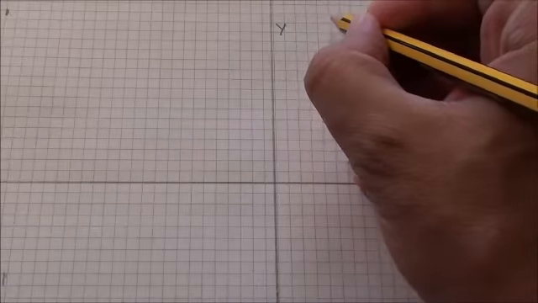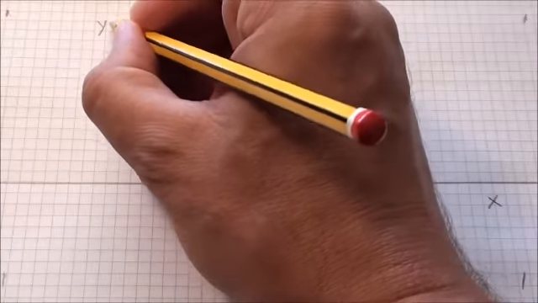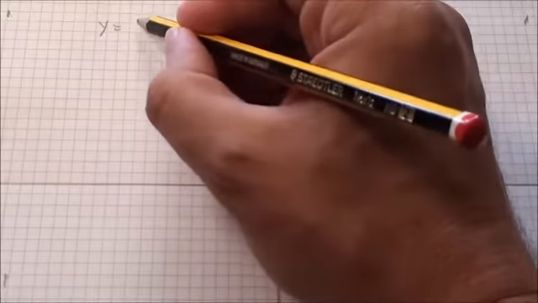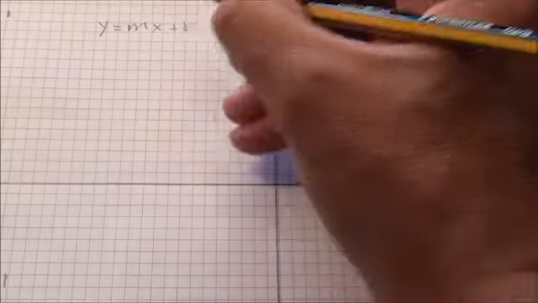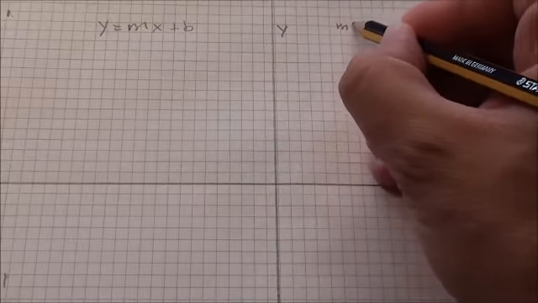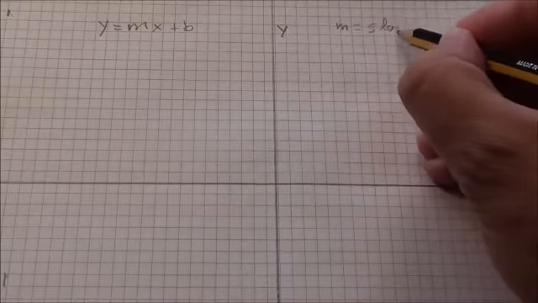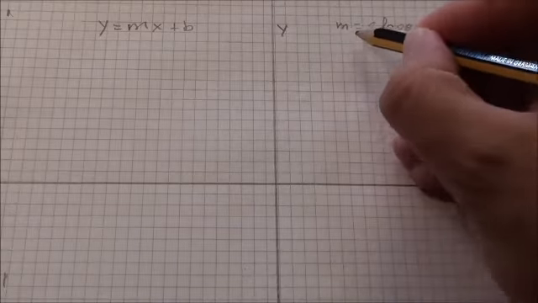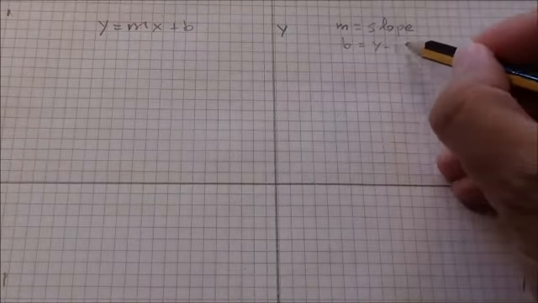Now we are going to write a linear function. Remember that all linear functions have the form y equals mx plus b, being m and b two numbers. m is the slope and b is the y-intercept.